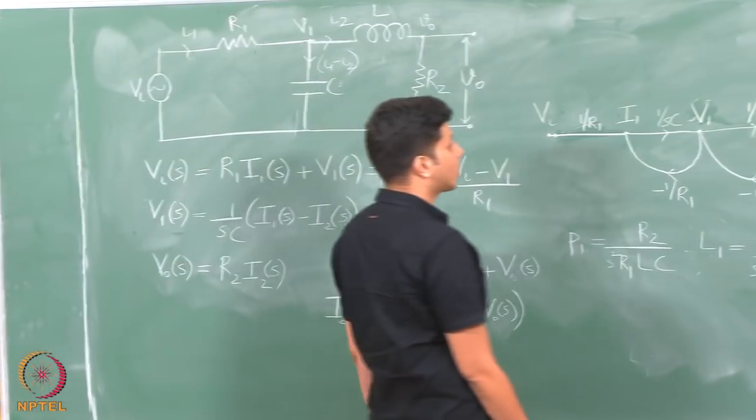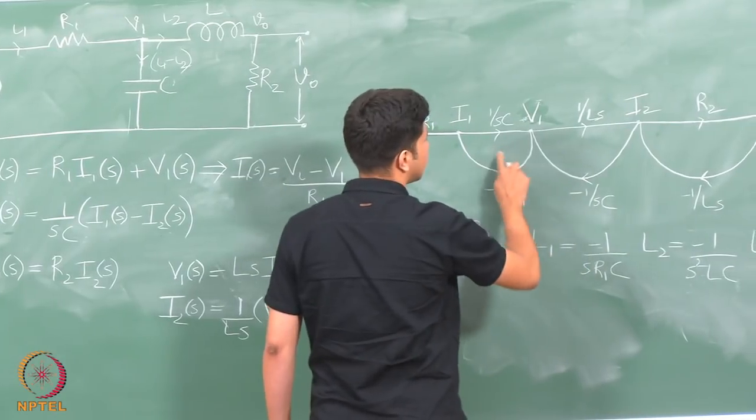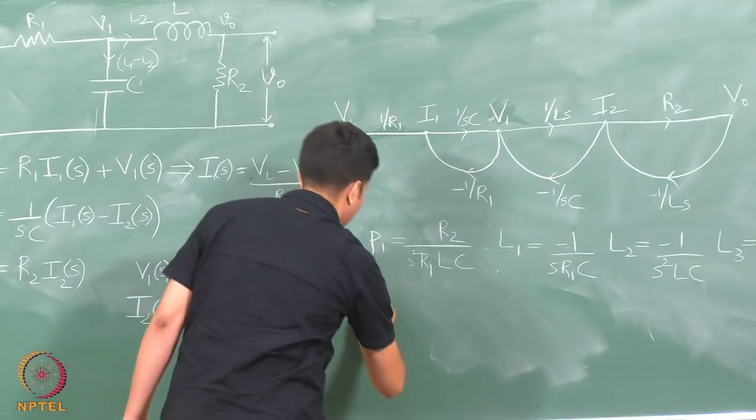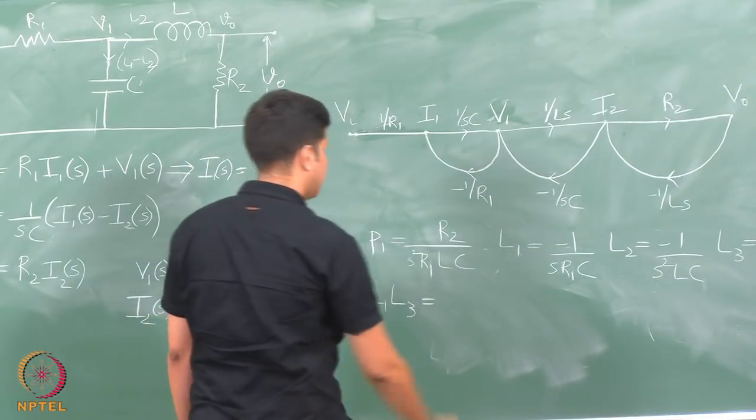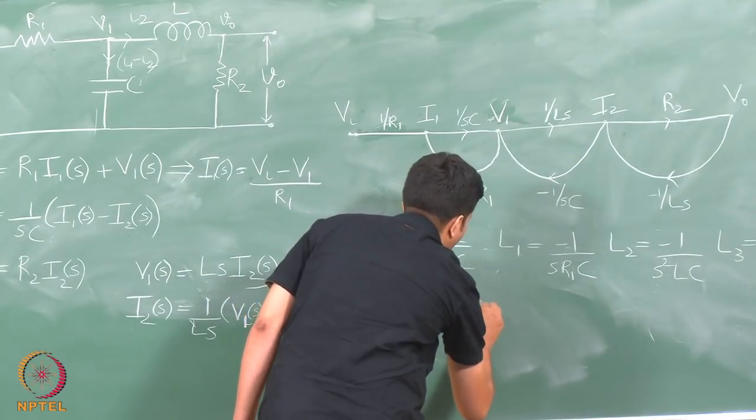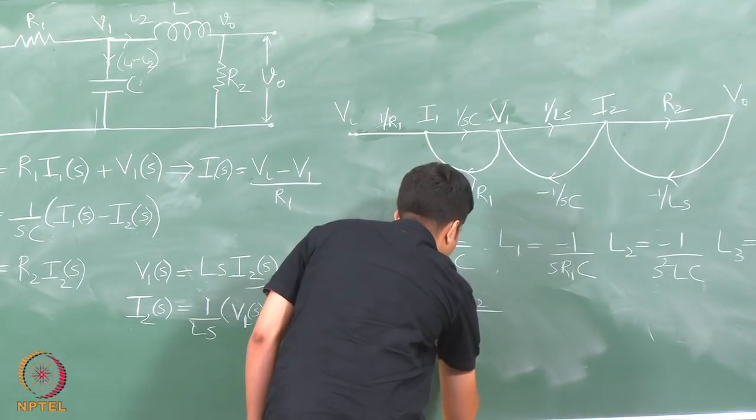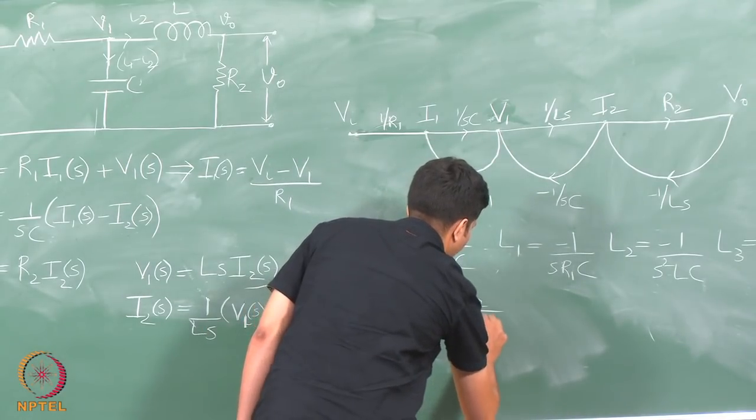So what are the non-touching loops? So these two are touching, these two are touching, but this and this are not touching. So I can write L1, L3, which is R2 by S square R1 LC.